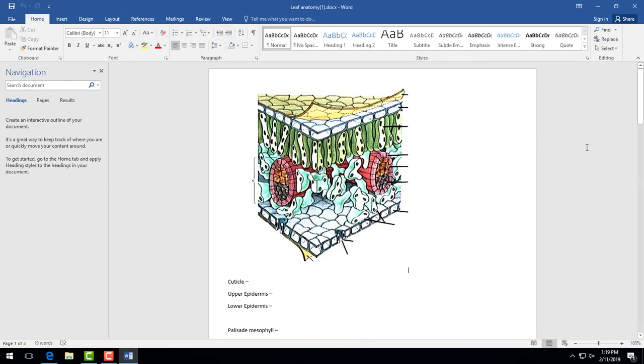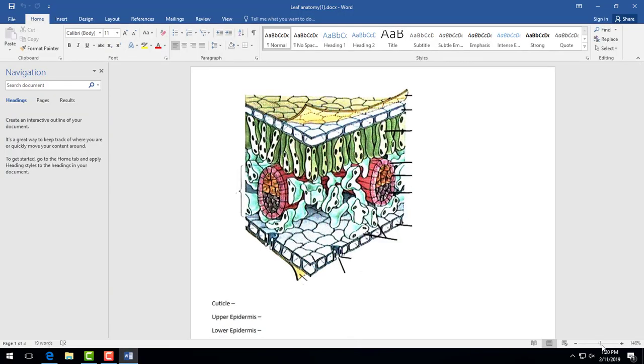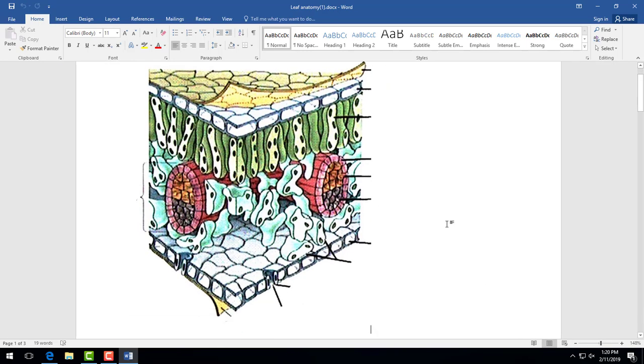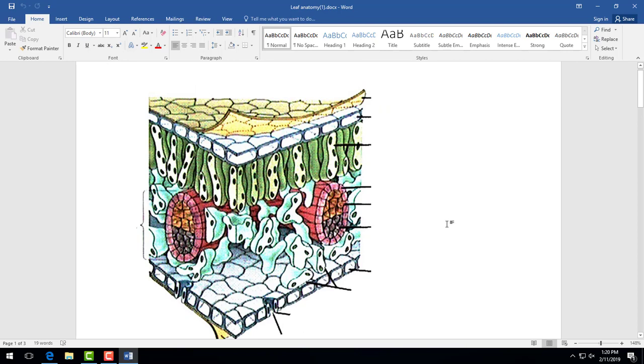We've got this nice diagram here. So let's just identify some basic structures. When we talk about what's happening with photosynthesis, you have some background. So the first layer, this top layer, is called the cuticle. And it's a waxy protective layer. So that yellow layer on the top is the cuticle. And it's waxy, protective, waterproofing.